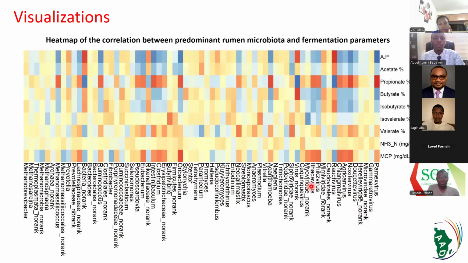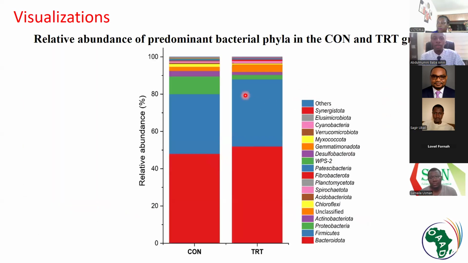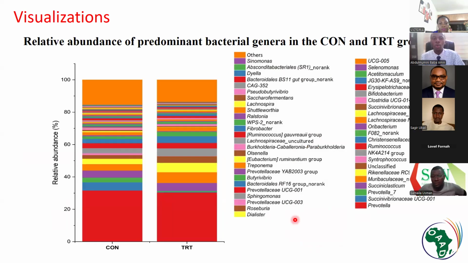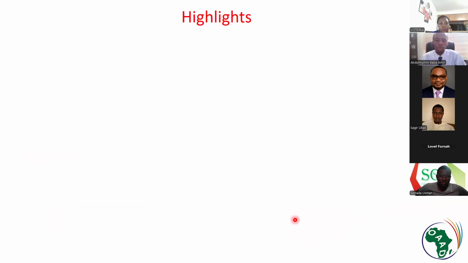So these are visualizations that can help to give a better picture of the microbiome dataset. This one is a correlation heat map between microbial genera and volatile fatty acids. This one is the relative abundance of predominant phyla in two groups, showing that Bacteroidota and Firmicutes are dominant in this group. Visualizations are important in microbiome analysis to help us tell the story in a less complicated way.